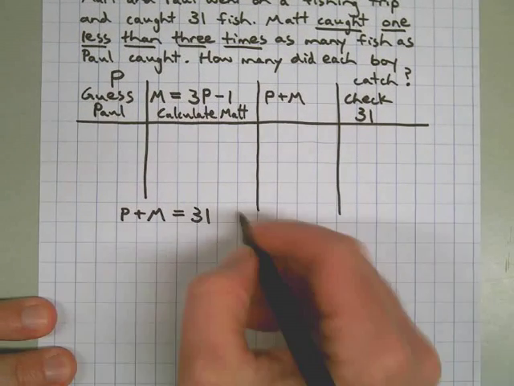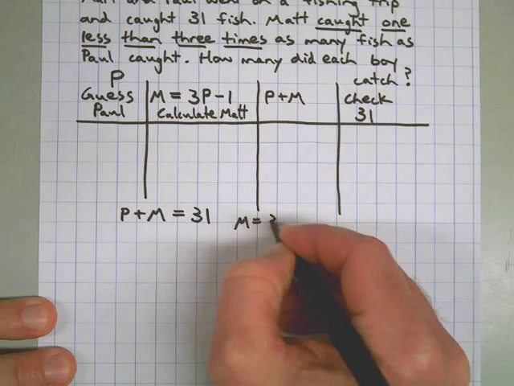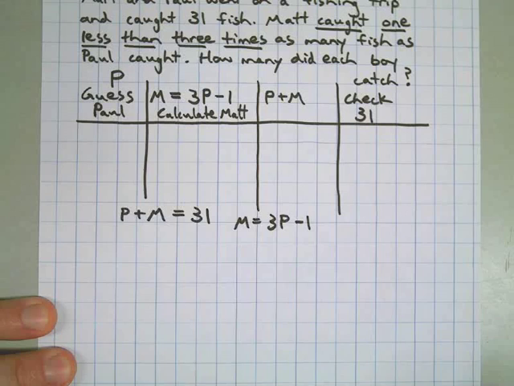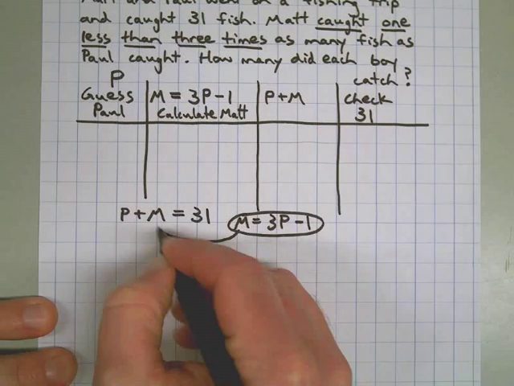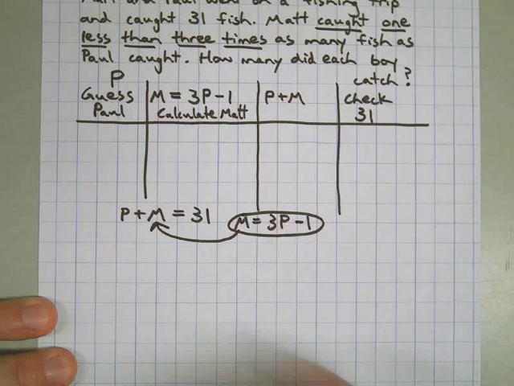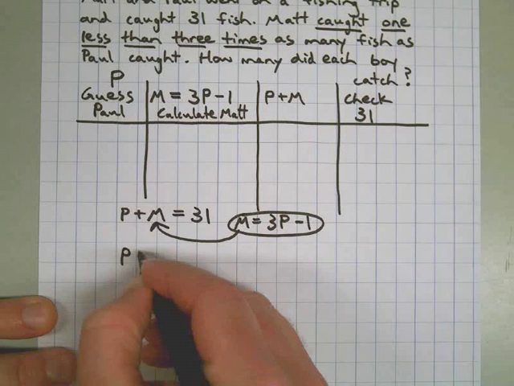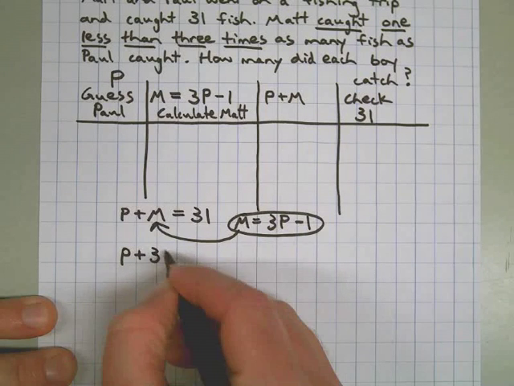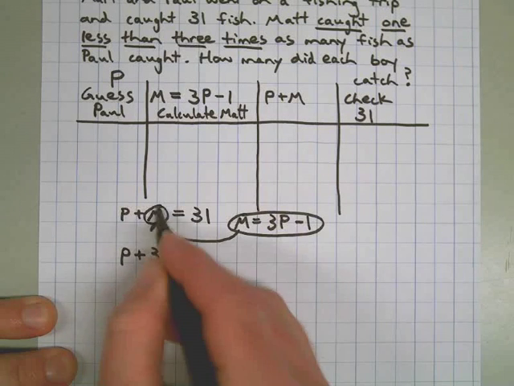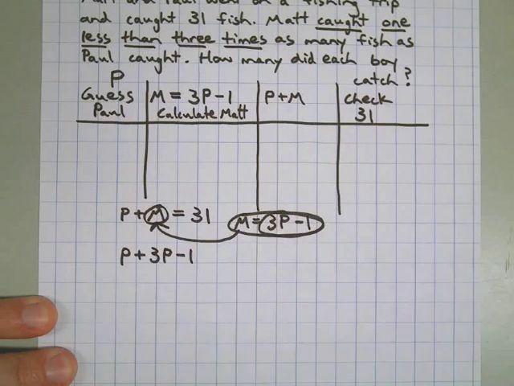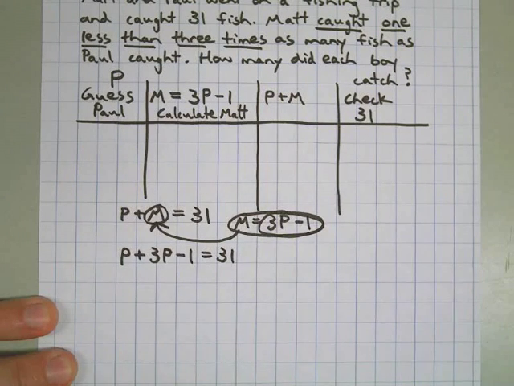Now since I know from the guess and check table up here that Matt equals 3 times Paul minus 1, I'm going to take this and substitute it right there. So now instead of Paul plus Matt, it's going to be Paul plus 3 times Paul minus 1, because that is what Matt equals. When I add those two quantities, I will get 31.